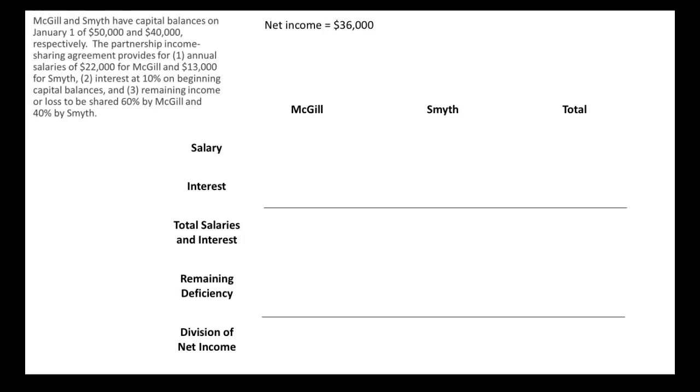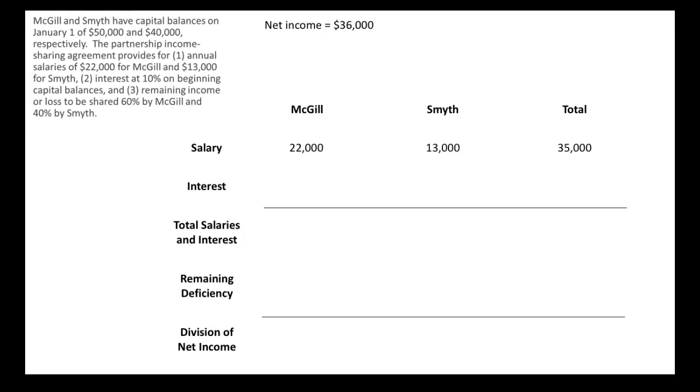So McGill and Smith, their income sharing agreement has not changed here just because of the net income amount. So their salaries are exactly the same. McGill is still supposed to get $22,000 as a salary. Smith is still supposed to get $13,000 as a salary. And when you add those two together, you still get that $35,000. So that line looks exactly the same as the last part when we had a net income of $50,000, right?